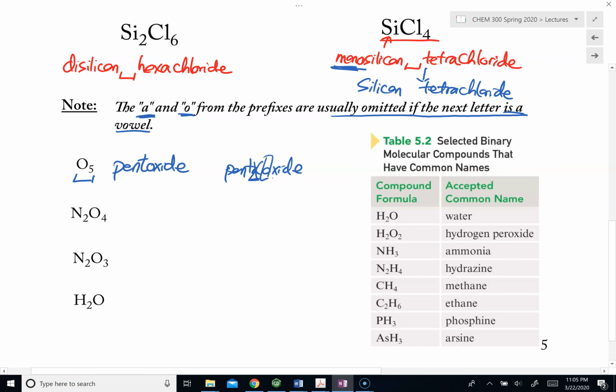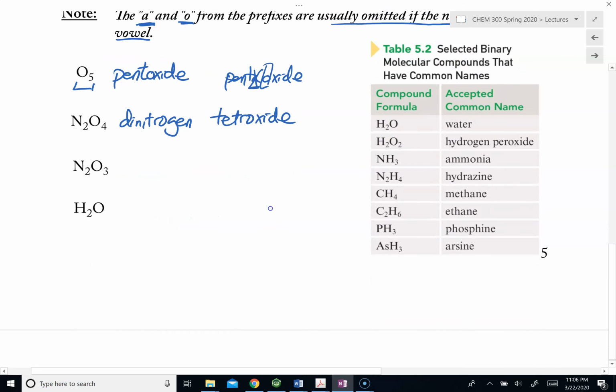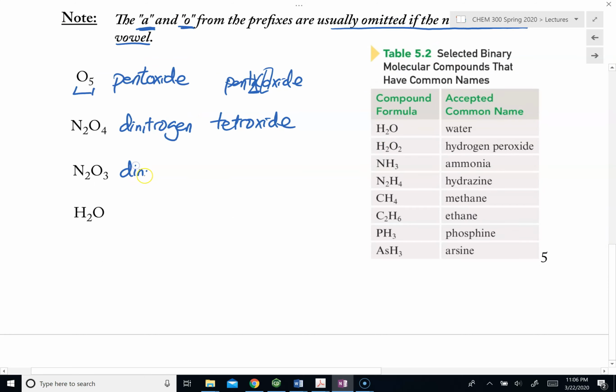Another example, N2O4. The name of this molecule will be dinitrogen, and there are 4 oxygen, so that will be tetraoxide, and again, the A from the tetra will be omitted, so this becomes tetroxide. And N2O3 would be named dinitrogen trioxide. So we do not do anything to the I, only omitting the A and the O.